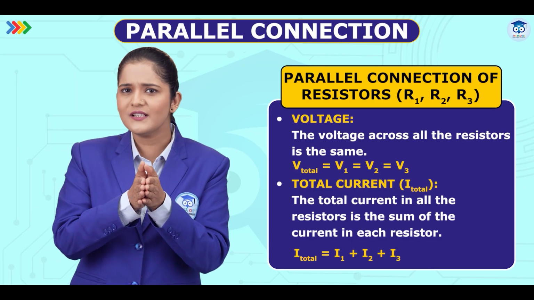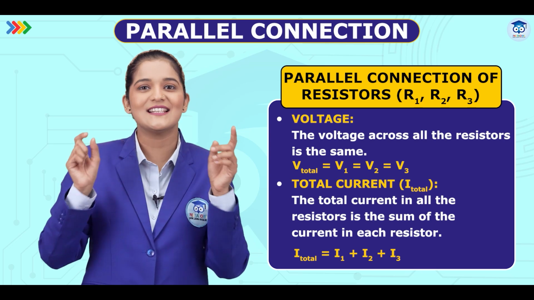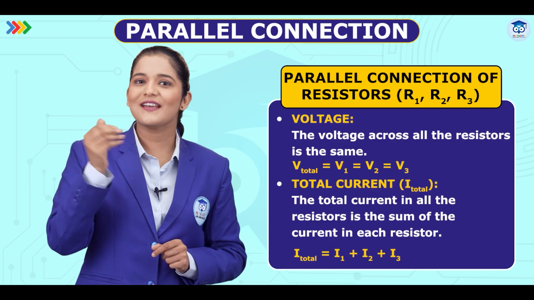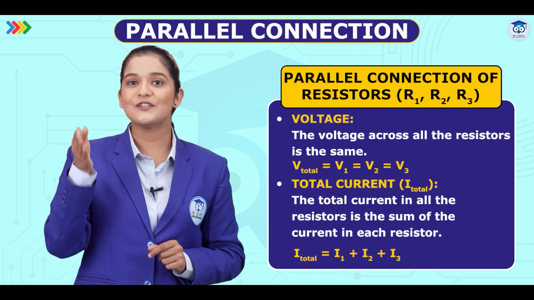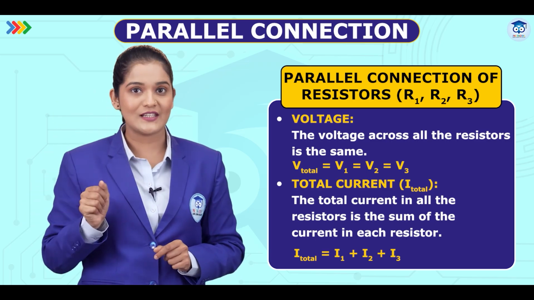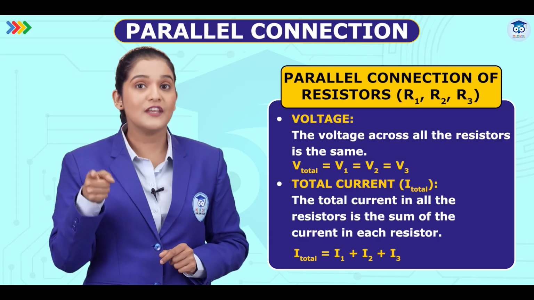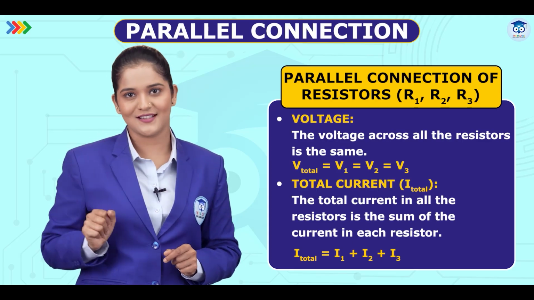Because of this arrangement, the voltage across each resistor in a parallel connection is the same. That is, the voltage across the first resistor, the second and the third are all equal to the total voltage supplied by the source. We express this relationship as V equals V1 equals V2 equals V3, where V is the total voltage and V1, V2 and V3 are the voltages across the individual resistors.